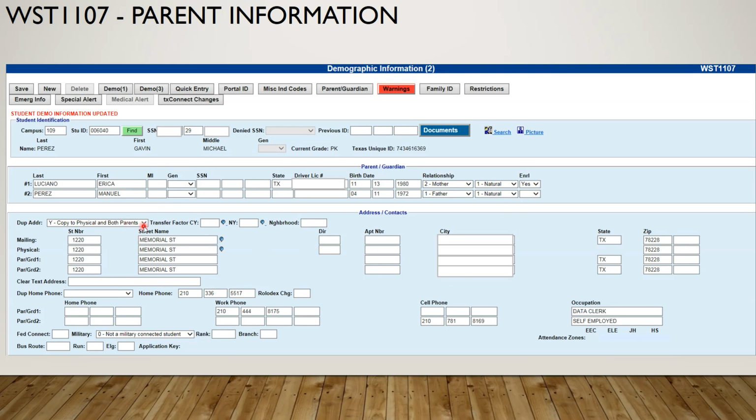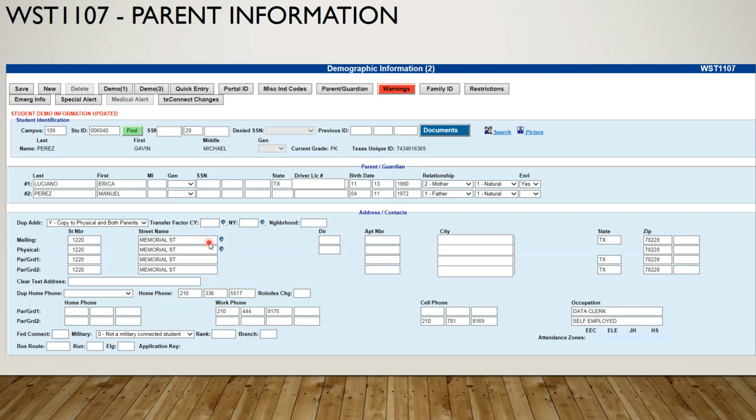Next would be the address. I always default duplicate address to a Y. It will populate all the spaces in here. The street number, the street name. Please use the directory if it's a student in our district. Do not type the address in manually.